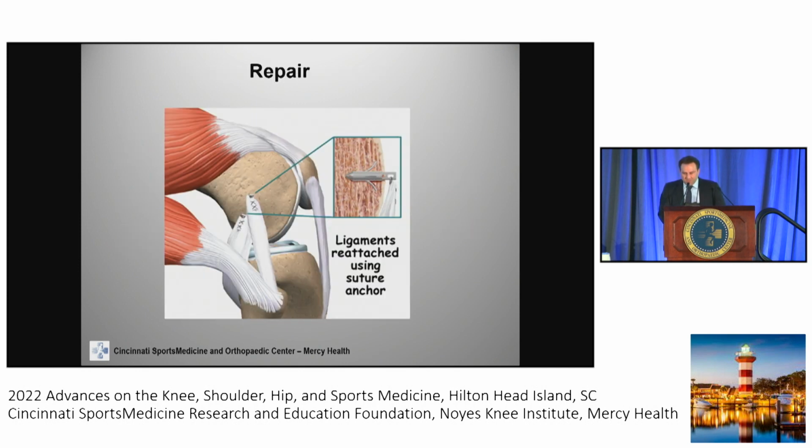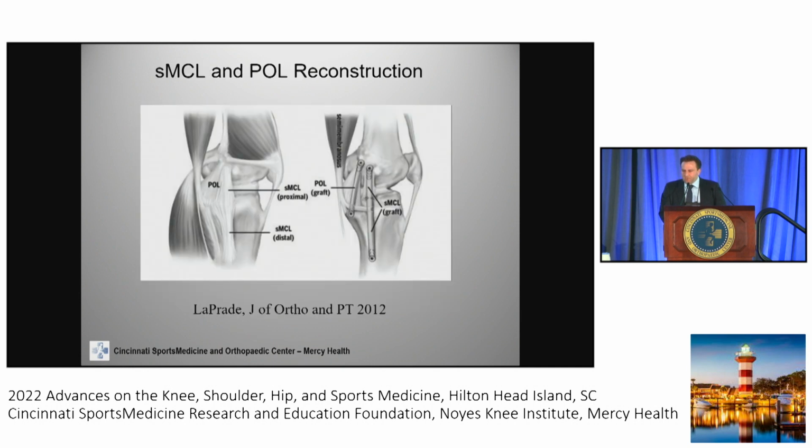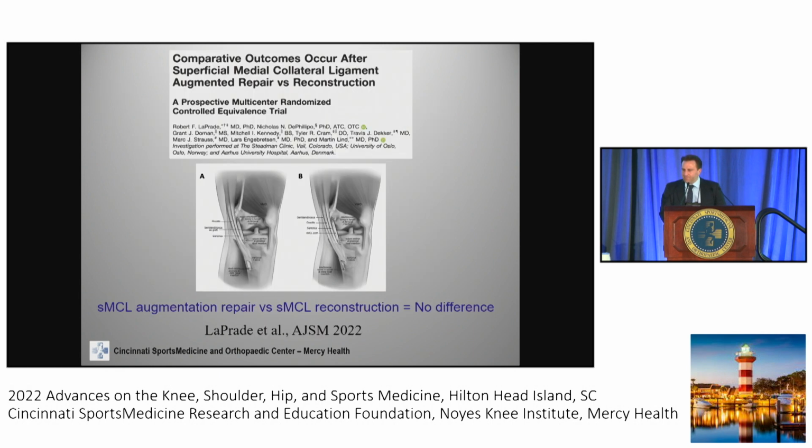This is a depiction of a reattachment, just utilizing a suture anchor, which can be performed at the femoral as well as the tibial attachments. There are some descriptions of an internal brace that can be utilized in conjunction with the repair. In addition, for usually more chronic injuries, there are several descriptions regarding various reconstruction constructs to reconstruct the superficial MCL as well as the posterior oblique ligament.